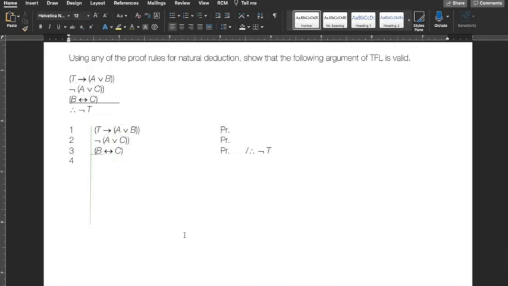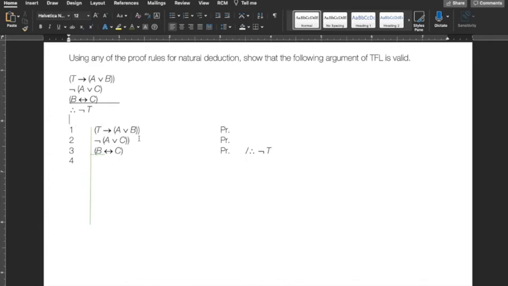Our last example is going to illustrate disjunctive syllogism, the last of the rules we need to cover, as well as another one of the De Morgan's rules. So our premises are: if T, then A or B; the negation of A or C; and B if and only if C. Now, in our strategy, I suggested applying any rules that you can that don't require subproofs first.